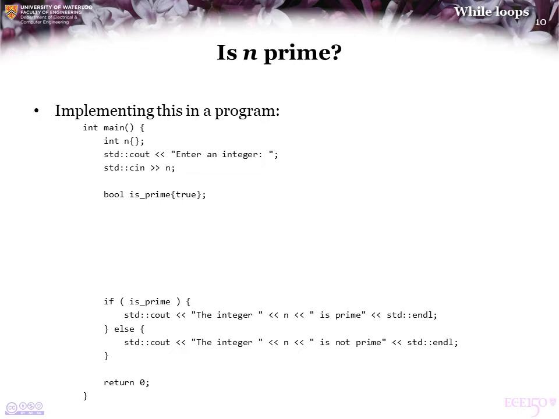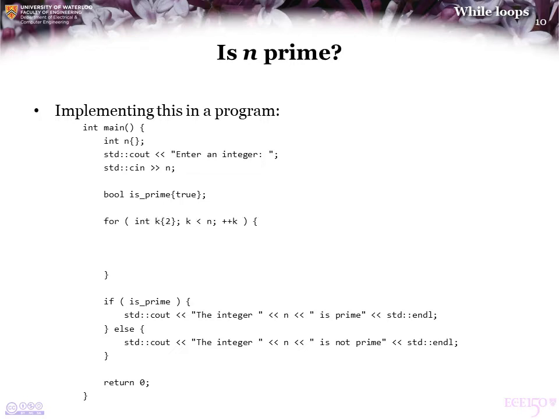If, however, we ever find that n modulo k is equal to 0, that is, n is divisible by k, then we will assign the local variable isPrime a value of false. So if isPrime ever gets assigned the value false, then when the condition isPrime is tested, isPrime has the value false, so we will execute the alternative body, and that prints the statement that the integer is not prime.